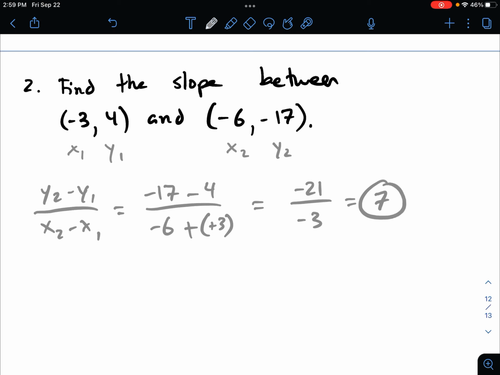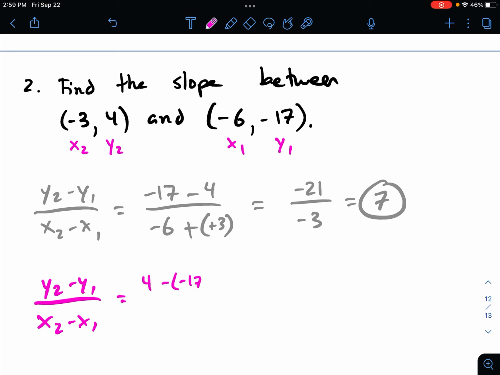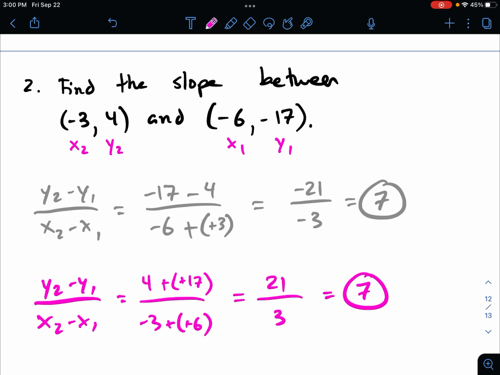Now just to show you it doesn't matter what I call these points, I could erase this and call them something different. Let's call this the second point and this the first point. Now if I do my slope formula, y2 minus y1 over x2 minus x1, this time y2 is 4, and I'm subtracting a -17. And this time x2 is negative 3, and I'm subtracting a negative 6. So when we simplify, this is really 4 plus 17, which is 21, and negative 3 plus 6, which is really 3, and 21 over 3 is still 7. So you still get the same answer.